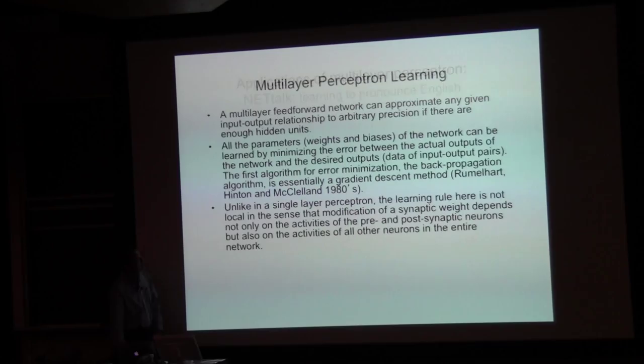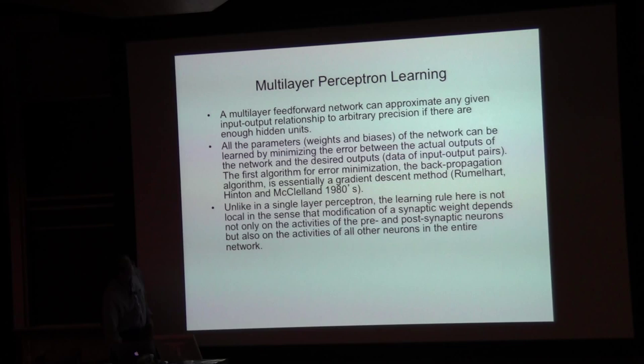Here's a summary of this multi-layer perceptron learning. It's a feed-forward network. It can approximate any given input-output relationship to arbitrary precision if there are enough hidden units. This is a mathematical result. I'm not going to go into the details. It's very complicated. Basically, for this kind of structure, if you have enough hidden units, even just a three-layer network, you can use that to approximate any input-output mapping to the arbitrary precision you want. As you remember from mathematics, you can use Taylor series, which is all polynomials, to approximate any function. Or you can use sinusoids to approximate any function, like a Fourier series. Here it is different: you use a sigmoidal function, which is a nonlinearity, and combine them to approximate any function. That also works.